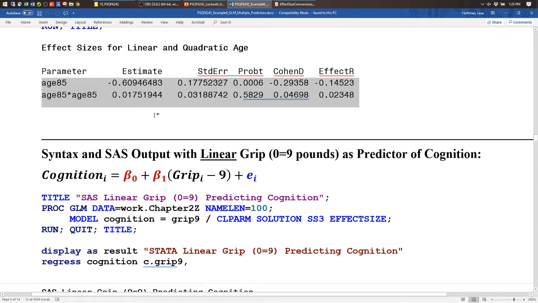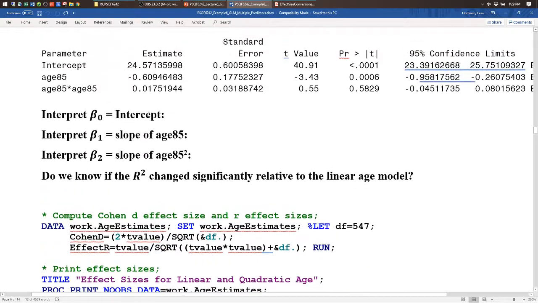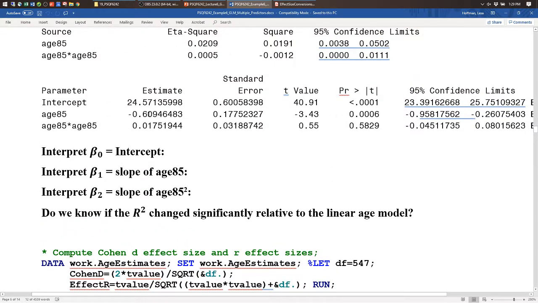Okay. All right, questions so far? All right, grip strength.